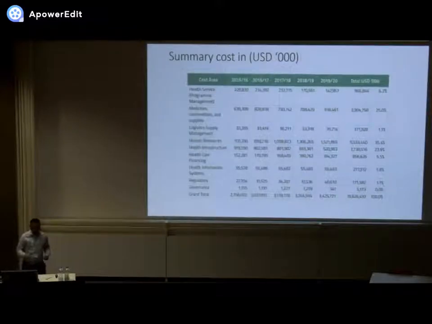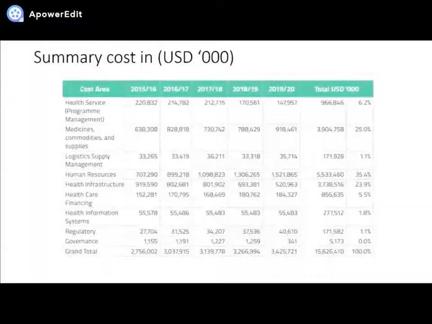So that result is not yet ready. It will be ready in a couple of weeks. And I want to show you the result from the previous work, which is very similar to what we are expecting for the 1,000 interventions in Ethiopia. So we have the total resource need from 2015 to 2020, and a large part of the cost is for human resources and for medicine and supplies.